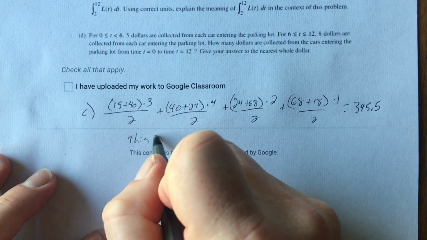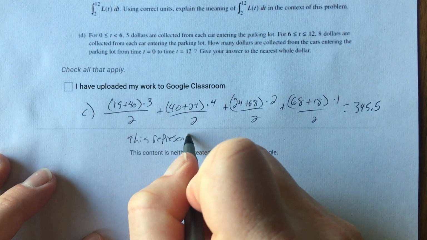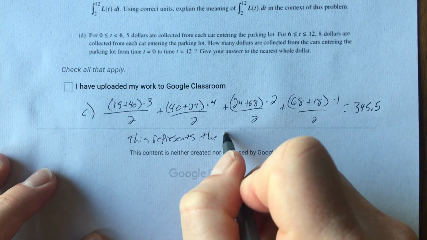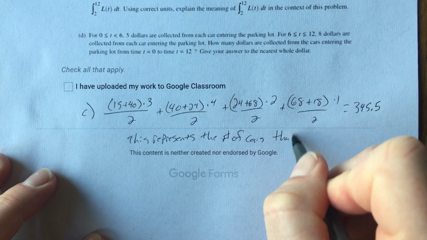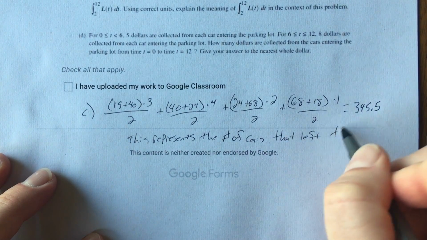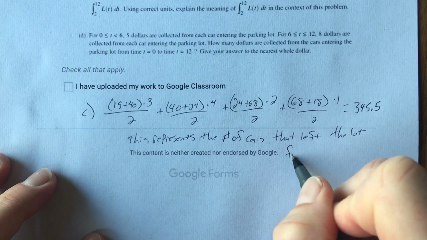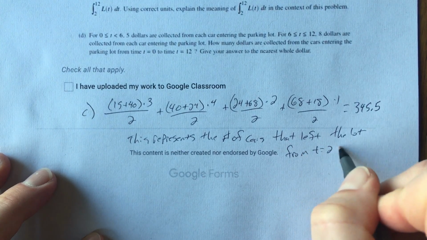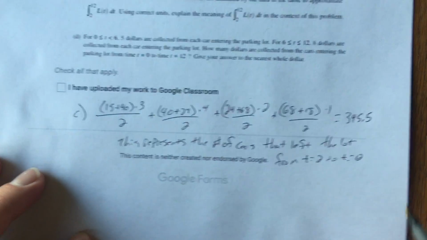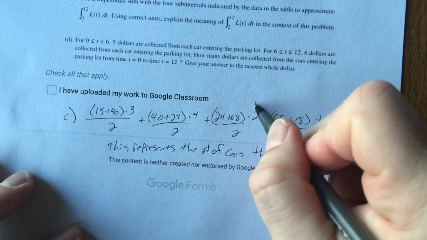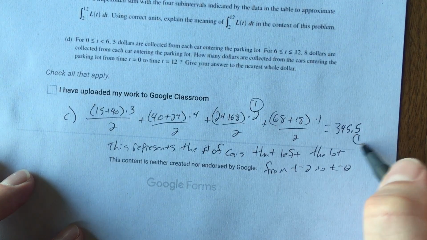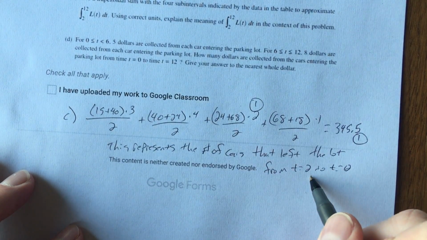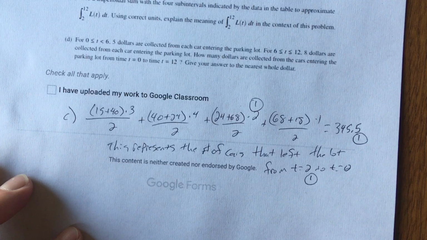Okay, what does this represent? This represents the number of cars that left the lot from t equal 2 to t equal 12. All right, so they gave 1 point for showing a trapezoid idea. They gave 1 point if you did it correctly. They gave 1 point for the explanation there.